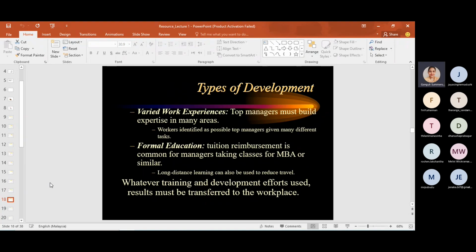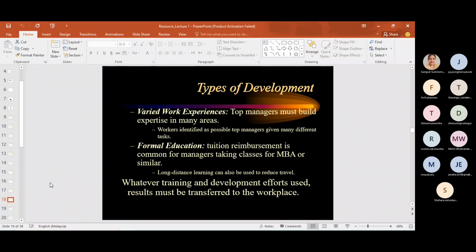Okay, so there are two main types of development. Okay, varied work experiences. Varied work experiences means if a certain person has different work experiences, if they have done different types of jobs in their life. Varied work experiences means different work experiences, various work experiences.